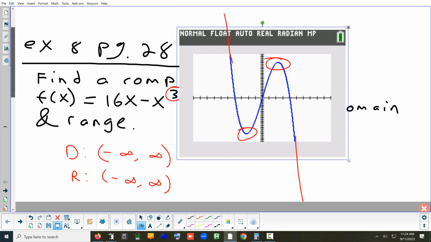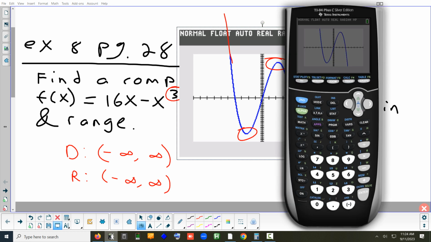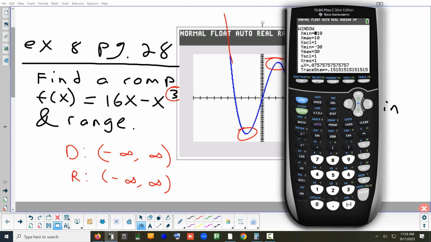So as far as finding a complete graph, I would say X min and max, negative 10 and 10. Y min and max, negative 30 to 30. That works. It's not the only right answer, but definitely one of them that works.